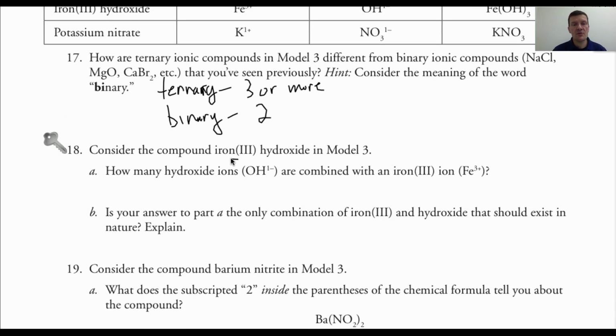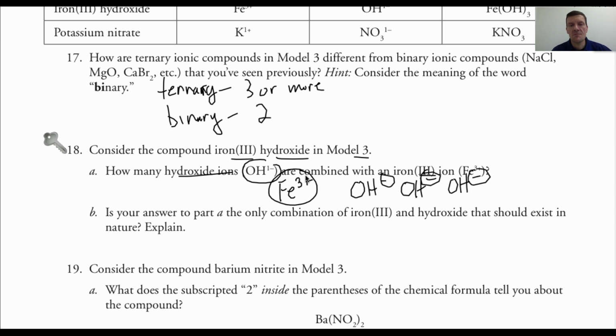Consider the compound iron(III) hydroxide in Model 3. How many hydroxide ions are combined with the iron(III)? Well, if we look at iron(III) and then hydroxide, we use the same exact process that we had before. You have to form a neutral compound. So this plus 3 has to be combined with the same number of negatively charged ions in order to make a neutral compound. So I'm going to need 3 hydroxides for a total of -3 here to match the +3.